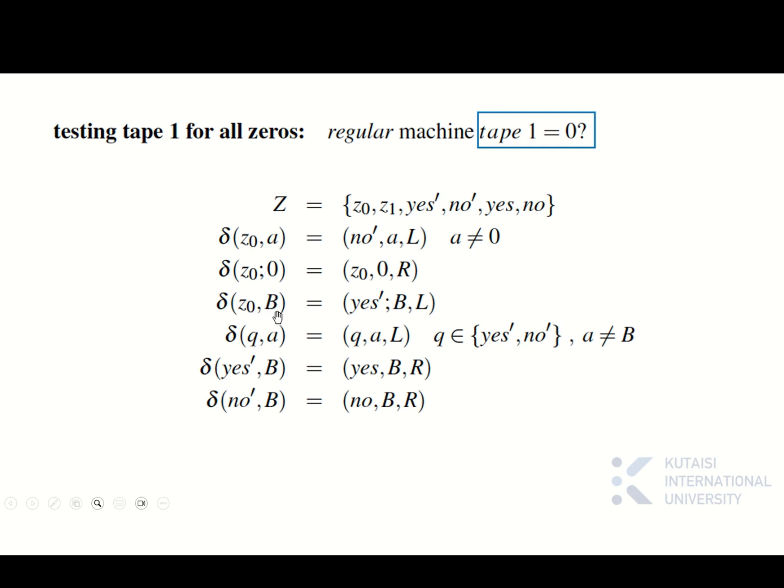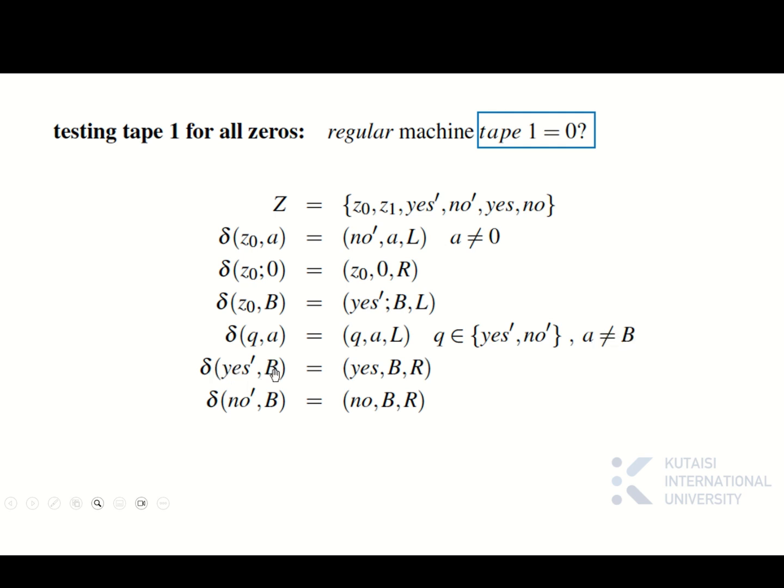Once I reach blank, I've checked my tape. It's all zeros, so I go to yes prime. Again, I overwrite blank with blank and go left now. The only reason I need no prime and yes prime is that I just want to go back. If my state is yes prime or no prime, whatever I read, I just go left all the way. So I go left, left, left, whatever I read, until I read blank.